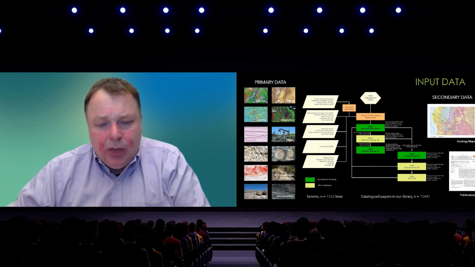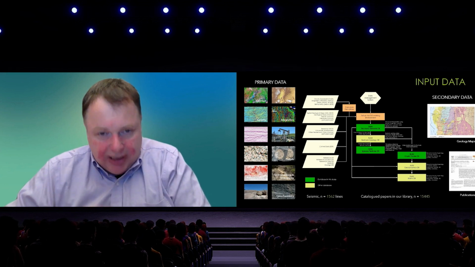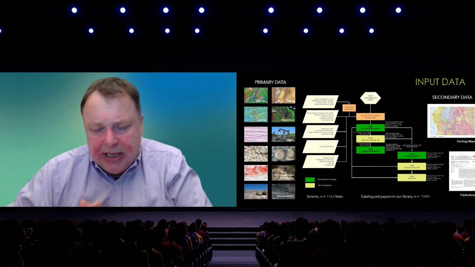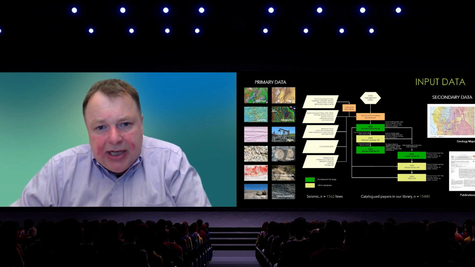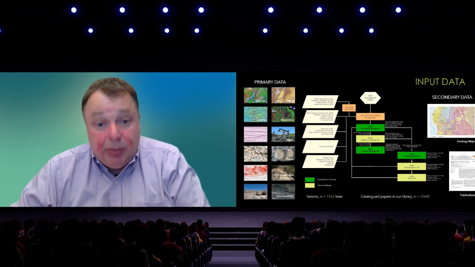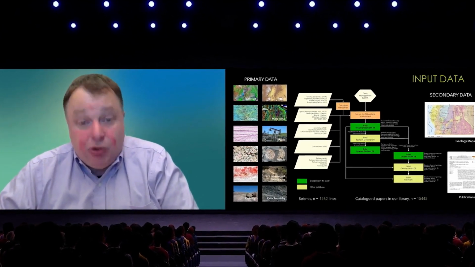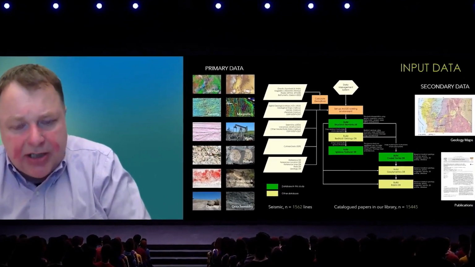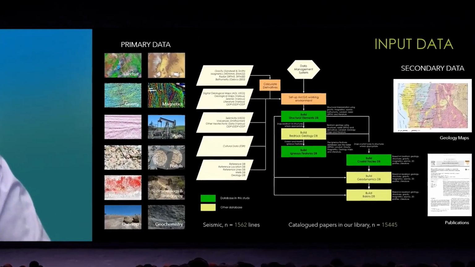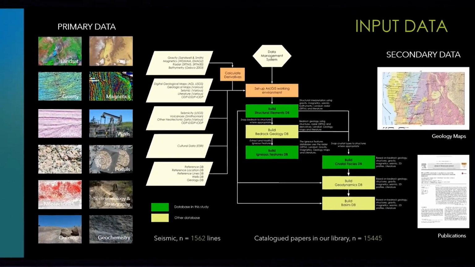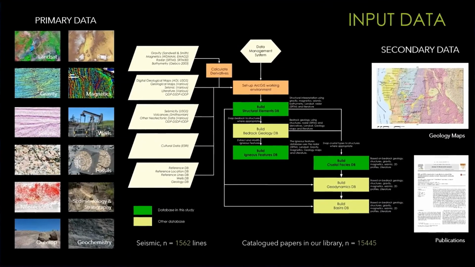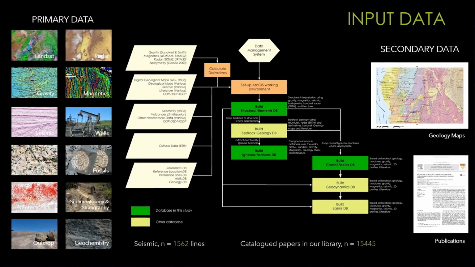In the middle here, we have the workflow. And I realize that you probably won't be able to read all of the details here. But essentially, we take that input data, and the first of our databases we build, which is in dark green here, is the structural elements database. That's where we start. And then once we have that in place, we add the igneous features and the crustal features as well, because they both need to have the structures in place. The other green boxes there are other databases that relate to the main databases and help us better constrain these.